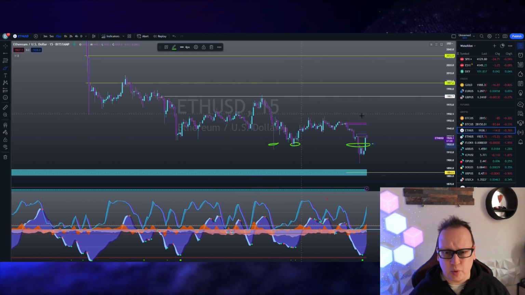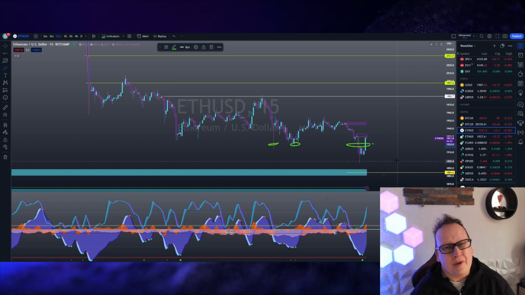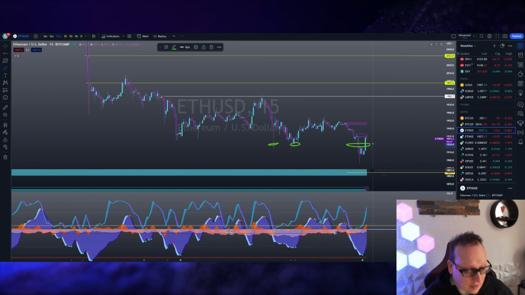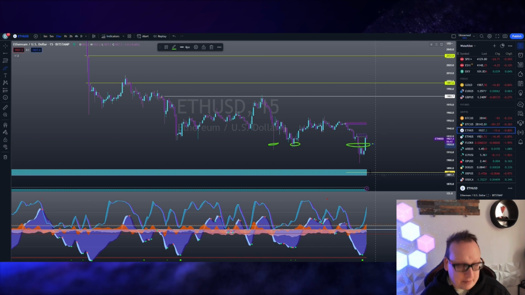So I've just removed some of the noise from the chart. So yeah, 1884. I always say this, just when you think it won't happen, it almost always will. So what we're looking at right now is a potential that we can drop to 1884 on the 15-minute chart.